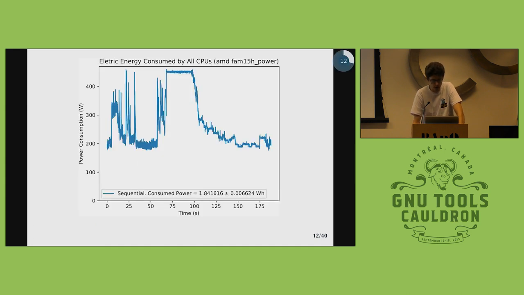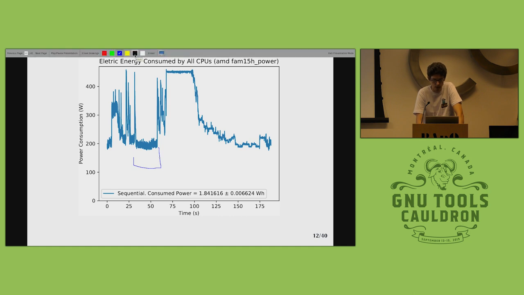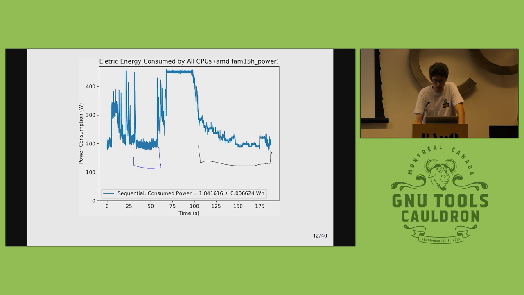And this is the graph about power consumption. Here we can see that this part right here is the sequential configure part. The second part here is the large file compilation part. And in this part here, we have the most usage of the CPU. So the CPU is not used very well in this compilation. I also computed the consumed power here.